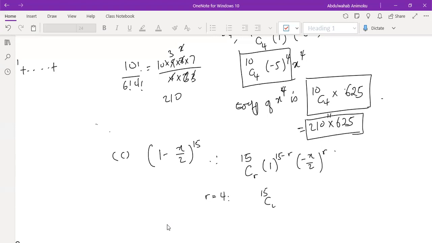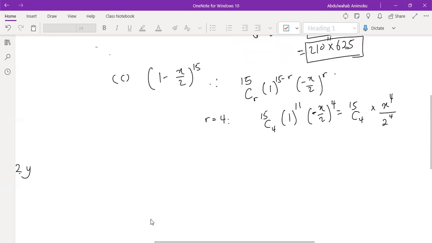So we have 15 combination 4, 1 raised to power 15 minus 4, which is 11, then minus x over 2 raised to power 4. So what does this give us? 15 combination 4 times 1 times x raised to power 4 over 2 raised to power 4, right? Because we have even power, the minus will disappear, it becomes plus. If we multiply minus even times, it's going to give us plus, right? So this basically gives us 15 combination 4 divided by 16, right? 2 raised to power 4 is 16.